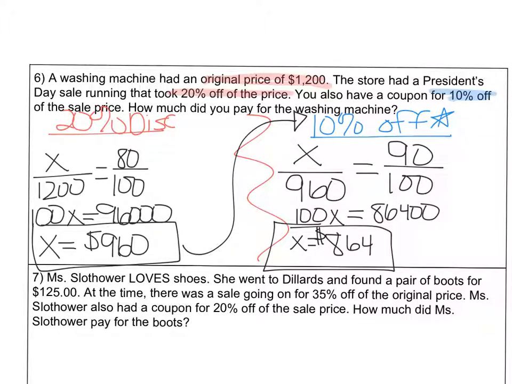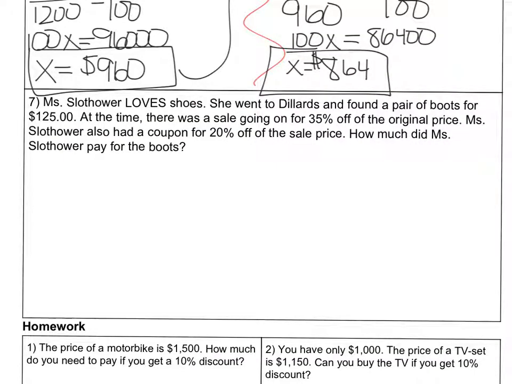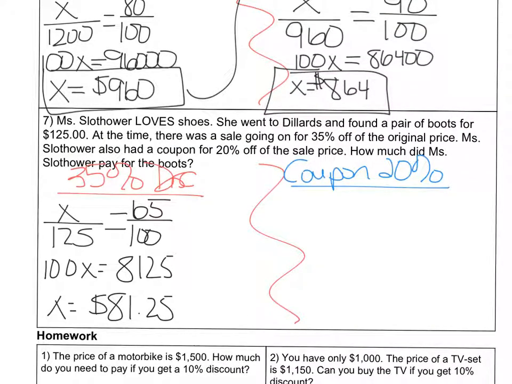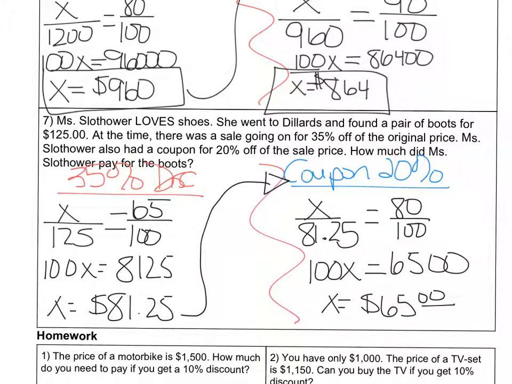Okay, so let's go ahead, we'll look at the next one, and we'll get that in order before we start. Okay, so hopefully you did the first discount and found that the shoes now cost $81.25. And we're going to use that as the price for the coupon. So go ahead and keep working. And in the end, we found out that those shoes should have cost $65.